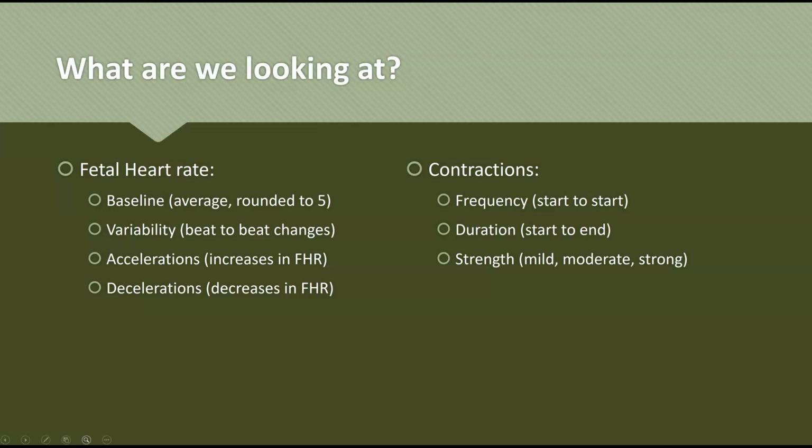Variability, we have multiple levels for. So we have absent, minimal, moderate, and marked. We're going to talk about those 4 categories in class. And then accelerations, we just have whether they're accels or not. And then decelerations, we have variable decelerations, not to be confused with variability, variable decelerations, early decelerations, and late decelerations. So we're going to talk about all those categories in class, but that gives you a basic understanding of the terminology of what we are looking for with fetal heart rate monitoring.